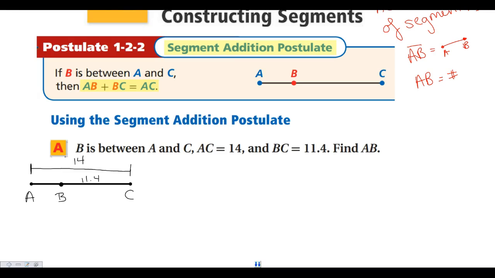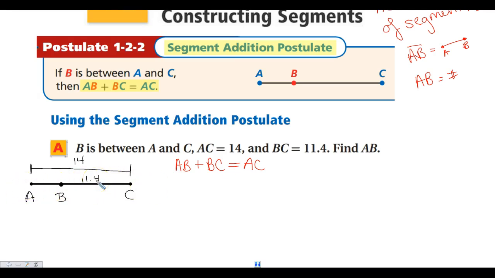Okay? Step 2 is to write out the segment addition postulate. And when I say write it out, I mean in terms of letters. Okay? So if I look here, what is the first piece of this segment? It is AB. Okay? The second piece of the segment is BC, and the whole thing is AC. Okay, so if I take this piece and I add it to this piece, it's going to equal the entire thing.